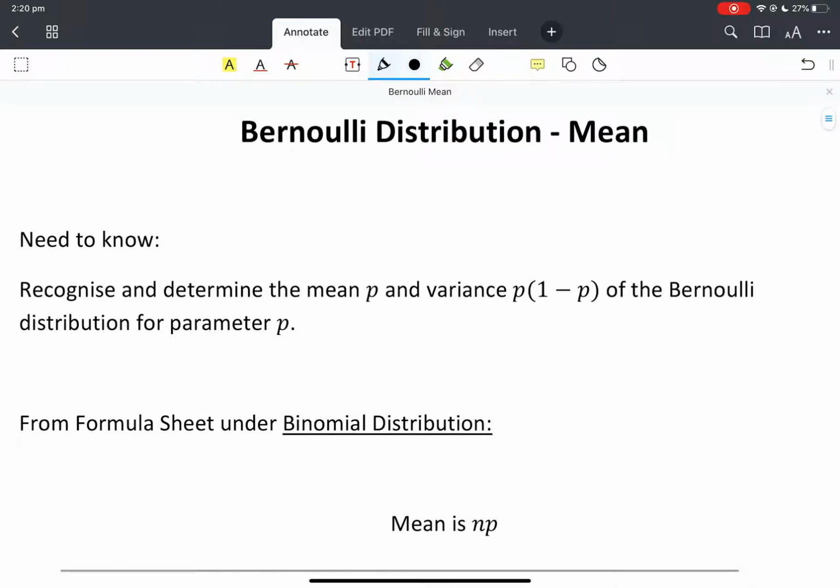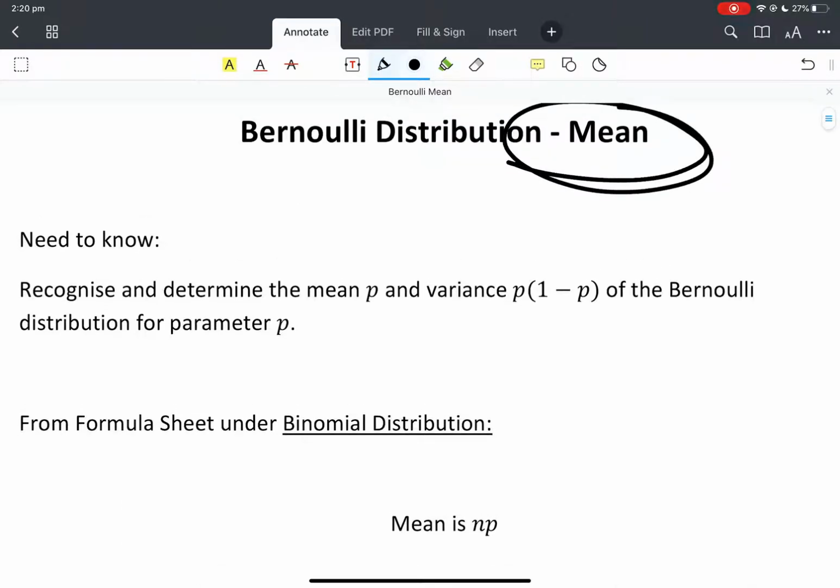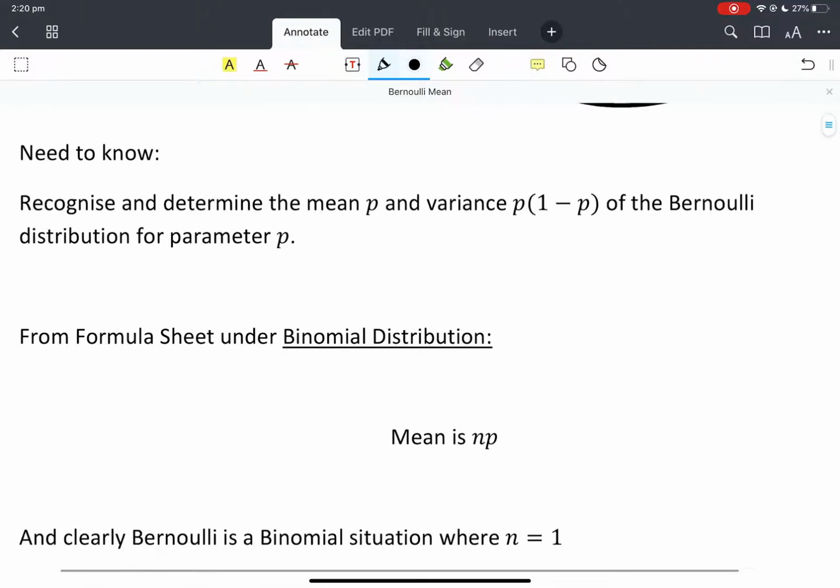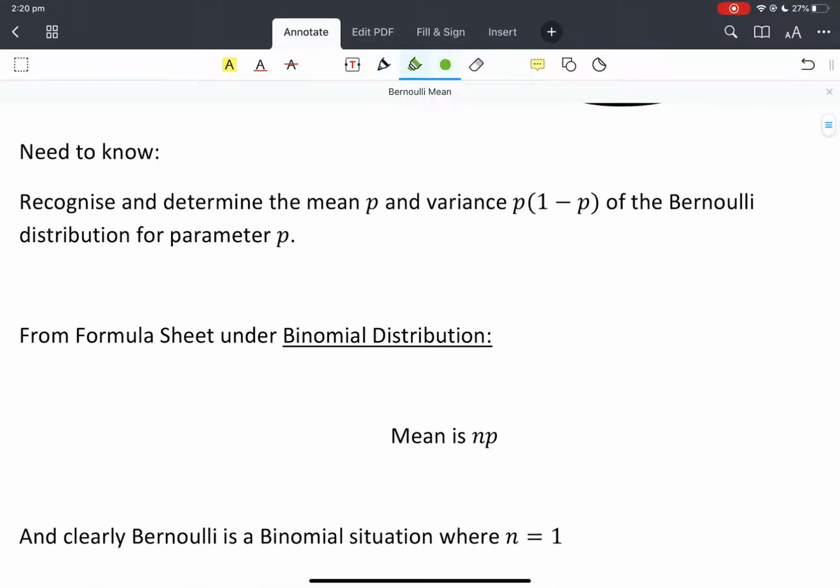Okay, we need to consider the mean of a Bernoulli distribution directly from our syllabus. We need to recognise and determine the mean, P. We'll do variance in the next lesson, of a Bernoulli distribution for parameter P.